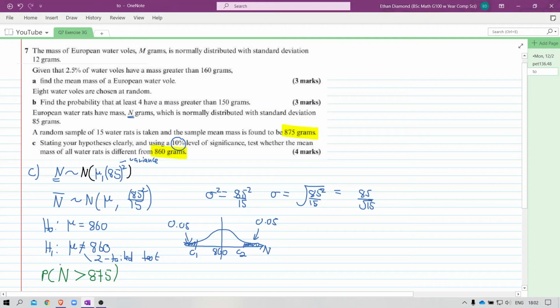It's not going to be n, it's going to be n bar. And remember, the mean here is 860. That's what we're putting in our calculator as the mean, because that's the one we're assuming is correct. So n bar is bigger than 875. Going to the normal CD in my calculator, typing it all in, I get 0.24715.